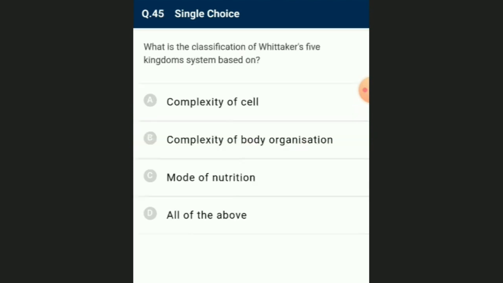Question number 45. What is the classification of Whittaker's five kingdom system based on? Whittaker's five kingdom system of classification, proposed in the year 1969, is based upon certain characters like mode of nutrition, thallus organization, cell structure, phylogenetic relationship and reproduction. So the answer for this question is option D. From the given, all three statements are correctly given.